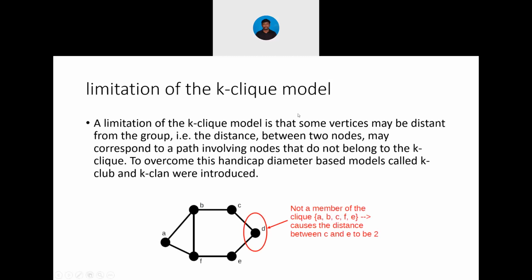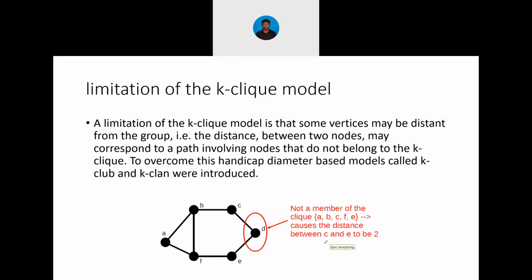So this is how they have been defining the k-clique. Limitation of the k-clique model: some vertices may be distant from the group, that is, the distance between two nodes may correspond to a path involving nodes that do not belong to the k-clique. How they define the limitations of the k-clique here is, you consider this figure, right?